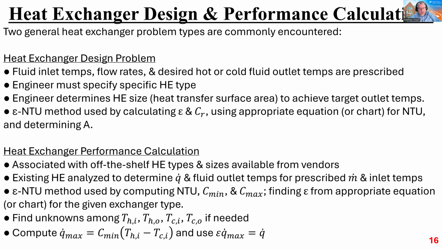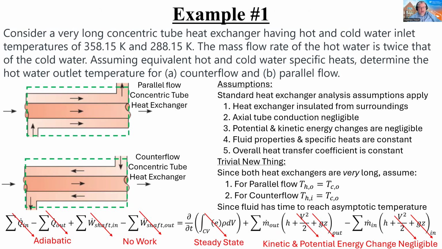Whew. Okay, let's do a couple of examples. I got two of them for you. Example one, we're going to consider a very long, and that should be a hint, very long concentric tube heat exchanger having hot and cold water inlet temperatures of 358 Kelvin and 288 Kelvin, respectively. Mass flow rate of the hot water is twice that of the cold water, so that tells us something about m dot and about C. Assuming equivalent hot and cold specific heats. Determine the hot water outlet temperatures for counterflow and parallel flow.